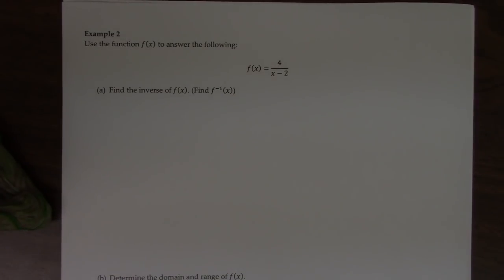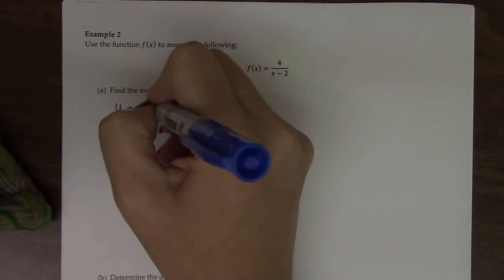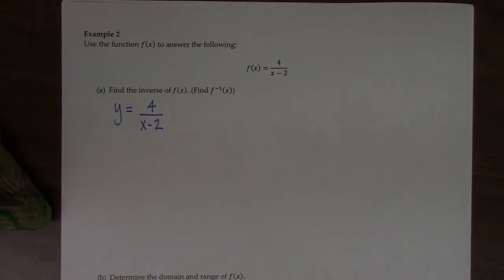Example 2 says use the function f of x to answer the following. It says find the inverse of f of x. So now we're going to look at how to do this algebraically. The first thing I want to do is write my equation as y equals 4 over x minus 2. So x's go in, y's come out.